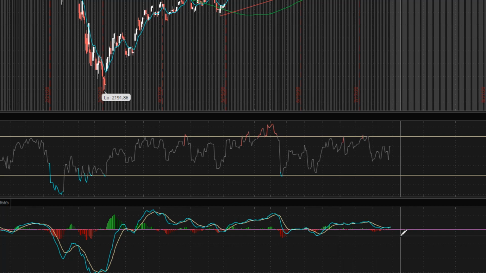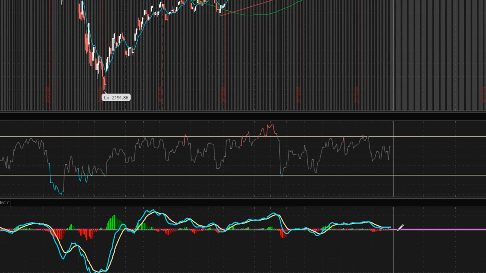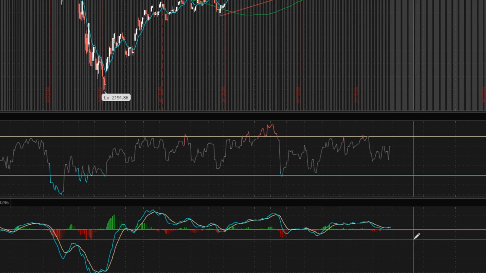And something else I want to mention is that occasionally, when stocks go up, they do tend to pull back down. So just because it touches this line doesn't mean a reversal is bound to happen. However, once you do see this line crossed over, then most likely a reversal is bound to happen.